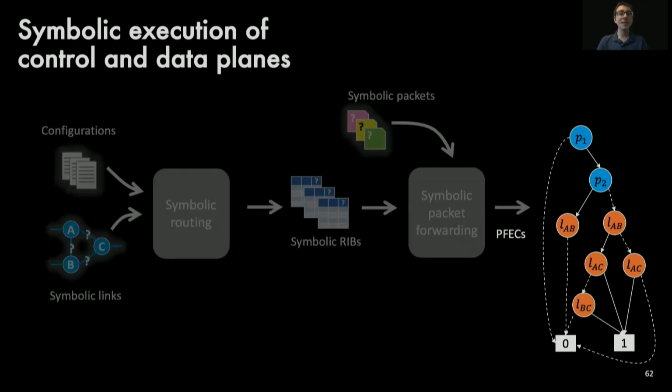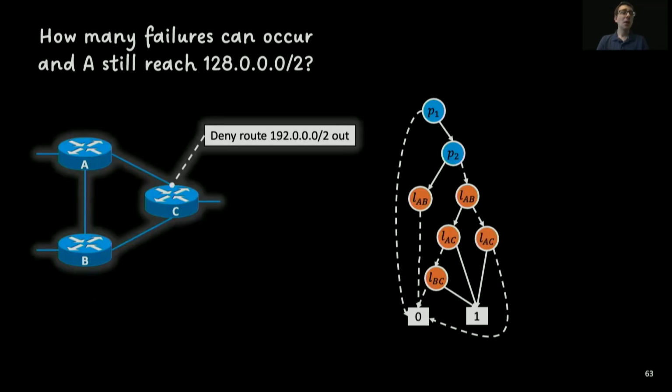I won't go into the details of how we conduct symbolic routing and packet forwarding due to the limited amount of time, but I do want to show you how the BDDs encoding the packet failure equivalence classes can be used to efficiently answer questions like those I mentioned at the beginning of the talk. Here, a network engineer is interested in knowing how many failures can occur and still have traffic that arrives at router A be able to reach any host within the 128/2 prefix.